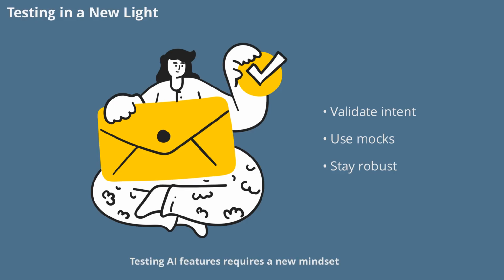Testing AI features requires a new mindset. Focus on validating the structure and intent of responses, not exact matches. Use mocks and stubs to simulate AI behavior in your tests, ensuring your application remains robust as models change.